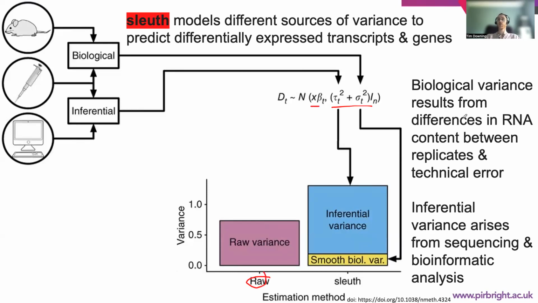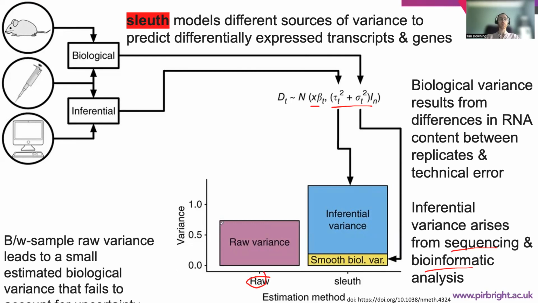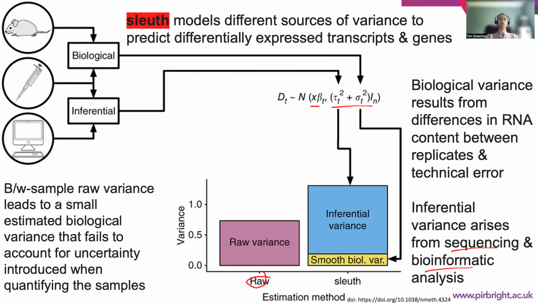The biological variance arises from the actual changes between RNA content and the technical error, and the inferential variance arises from our analysis. So if we have between-sample raw variance, that results in a small estimated biological variance. We have to consider how this affects the uncertainty in quantifying the different samples. So you have two different models that we can compare: a null model where the changes in expression are zero, in effect, and an alternate model where there are actually big changes.